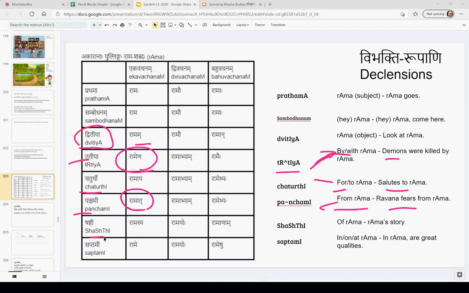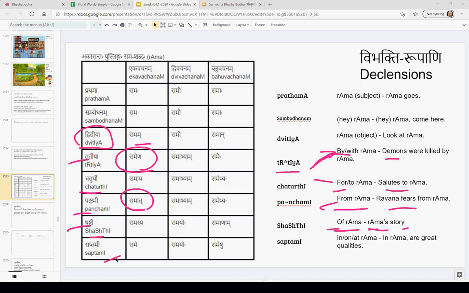Then there is a sixth declension form where there is a simple relationship between two nouns. For example, Rama's story, my book, or your house, something like that. There is a relationship between two nouns here. So Rama and story, there is a relationship. The story belongs to Rama. So we use this sixth declension form in that case.